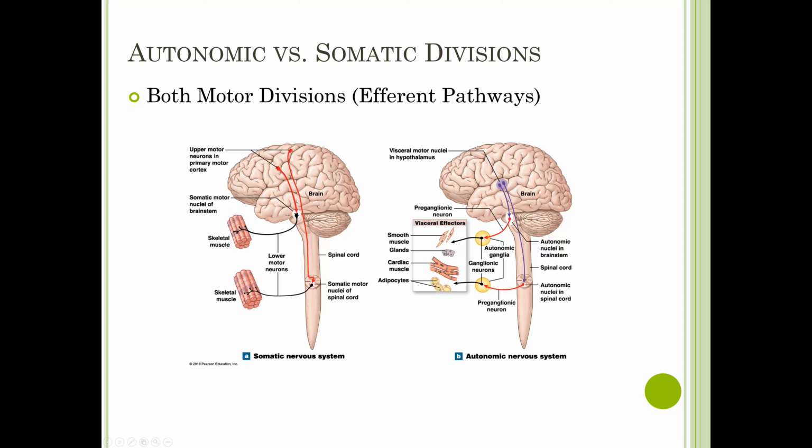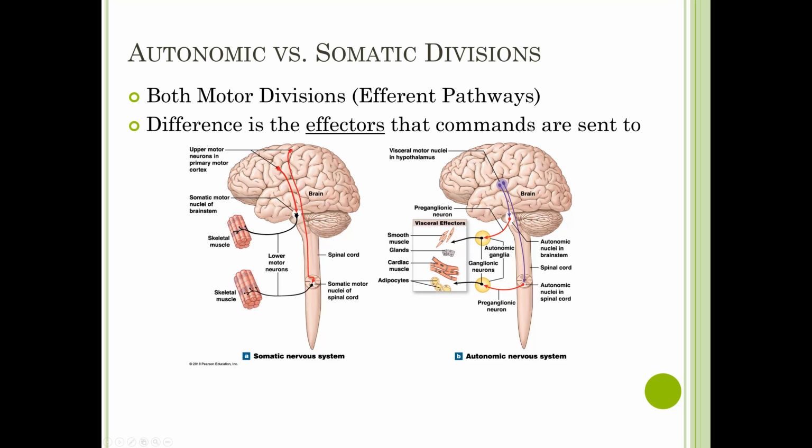So first, let's look at the differences between the autonomic and the somatic divisions of the nervous system. These are both motor divisions of the PNS. These are both part of those efferent pathways, which are taking commands from the brain down to the body. So both of these are motor divisions. The difference is the effectors that the commands are sent to.